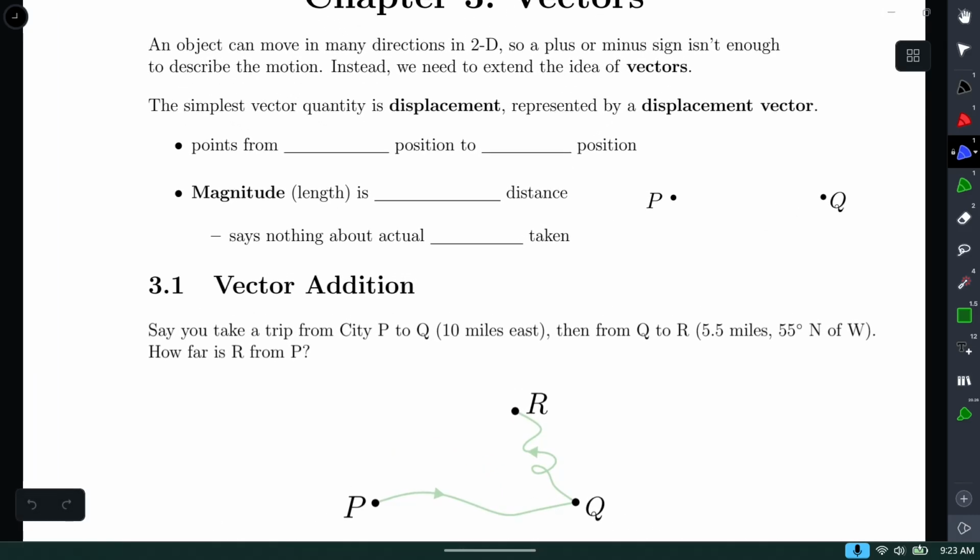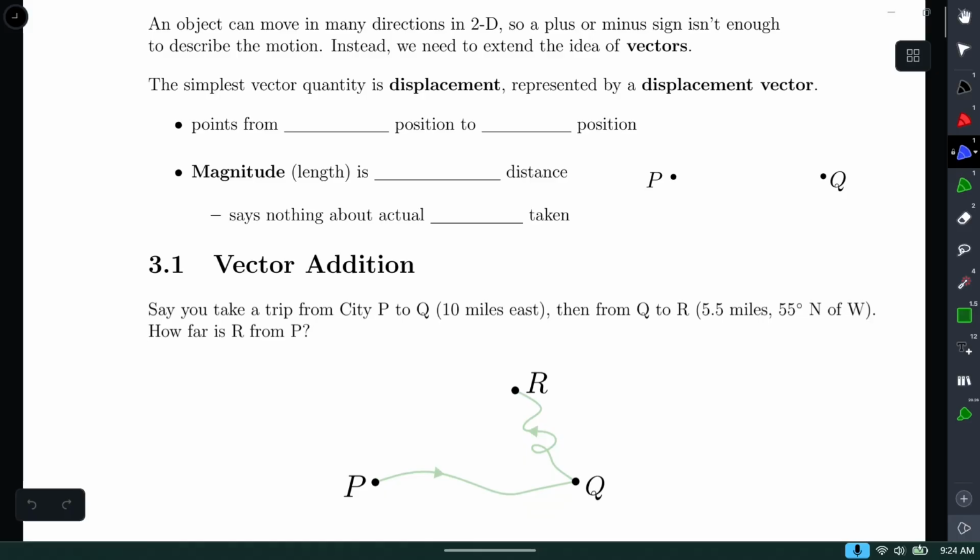So we're going to use vectors. We're going to kind of bulk them up, give them a little bit more of an identity than just something that has a direction to it in this chapter. And that'll give us some tools to analyze 2D and 3D motion.